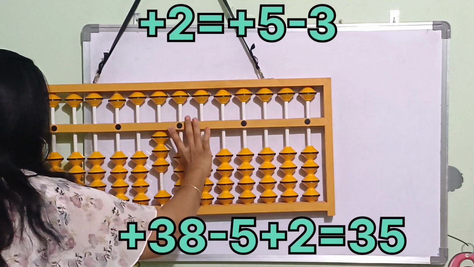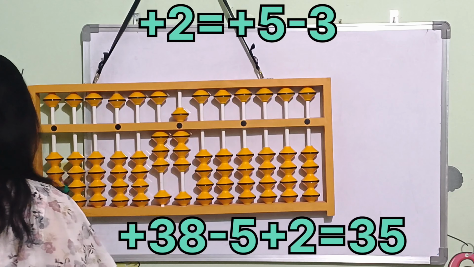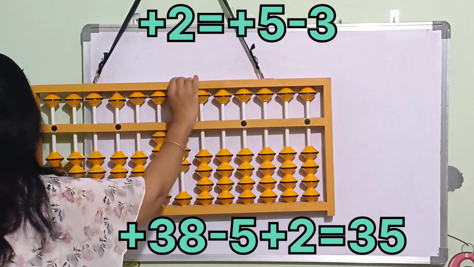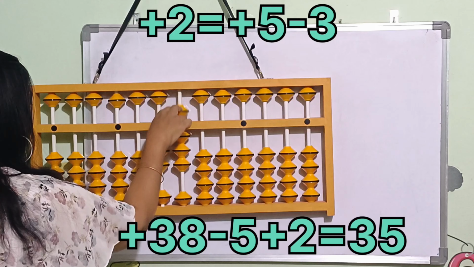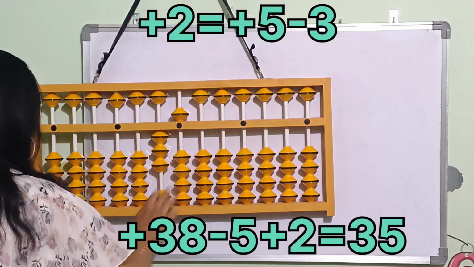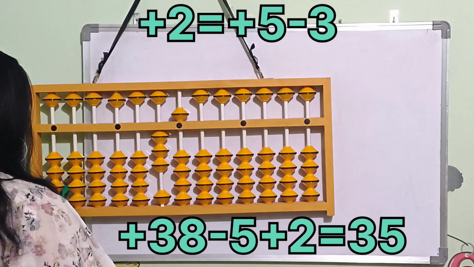Add 38 less 5. Add 2. For add 2, what we have to do? Add 5 less 3. Answer is 35.